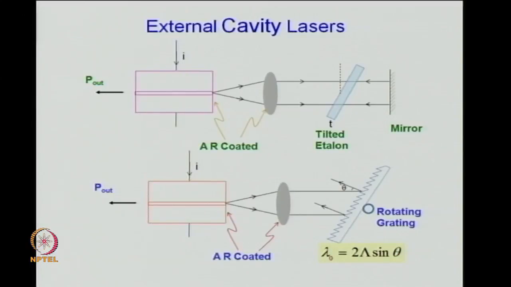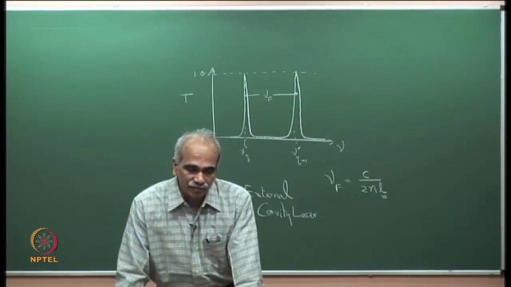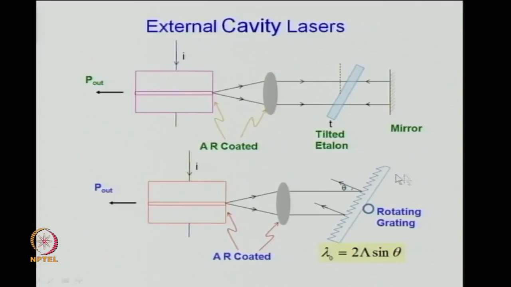There are other means by which you can get single frequency. The second one which is shown here is a grating. There is no cavity here. So, this is anti-reflection coated. Here this end is the cleaved end, which has 32% reflectivity. So, light which is going back and forth, this is a rotating grating. By rotating the grating, you can make only one wavelength which is reflected back.